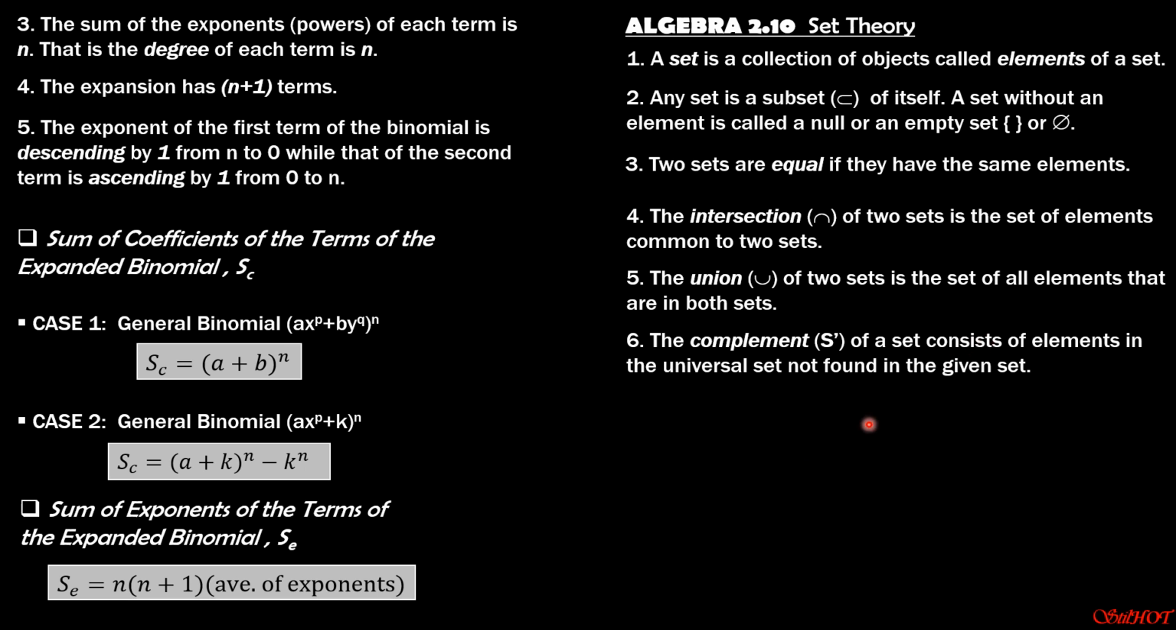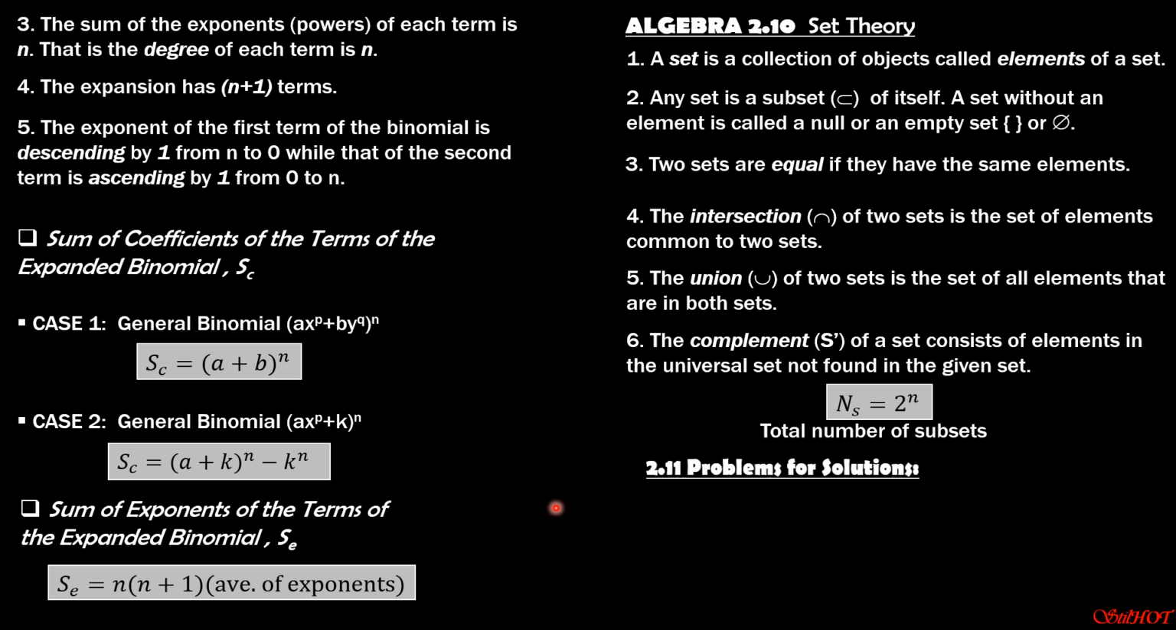So that's an example. Remember that intersection and union can be used in the solution of inequalities. Then n sub s, the total number of subsets, as already mentioned, is 2 to the n. If there are 3 elements, 2 to the 3 is 8, and I already mentioned those 8 subsets. So that is the total number of subsets. Then let's have these problems for solution.